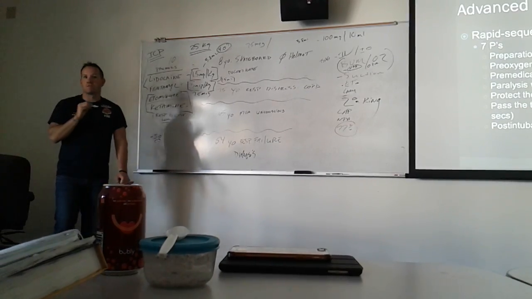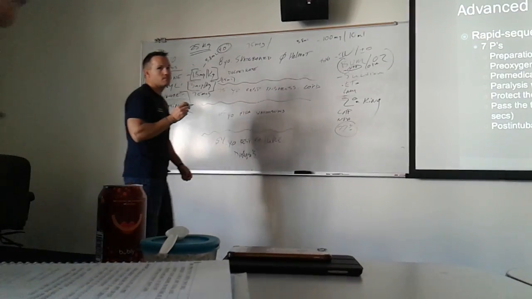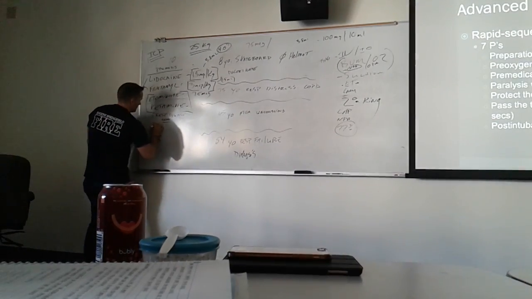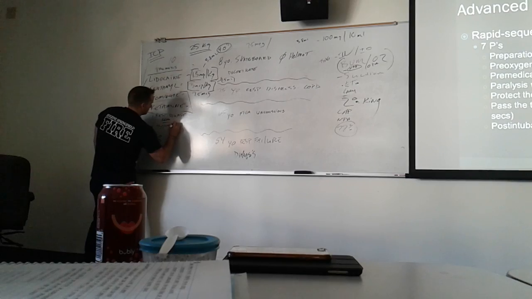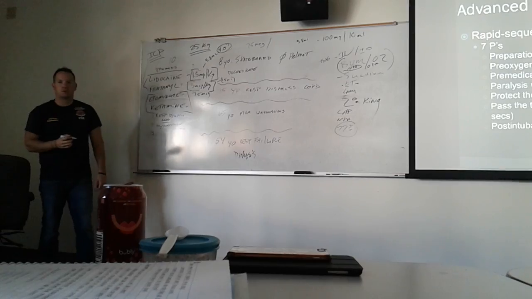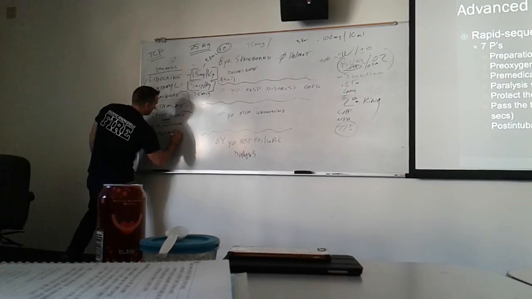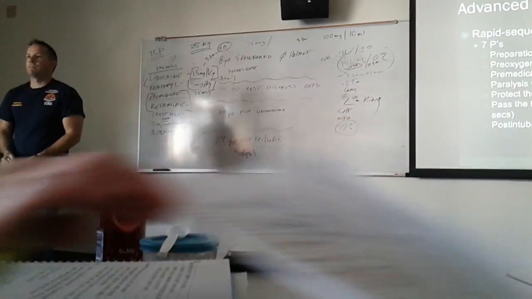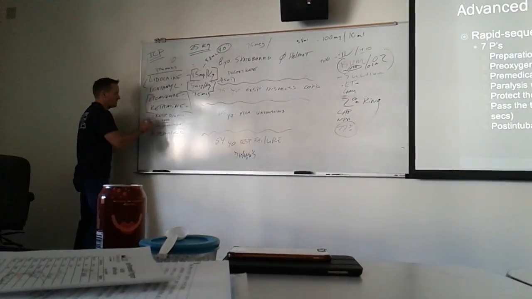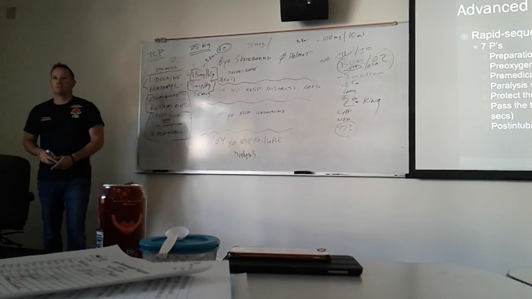Number 2. This is for RSI type patients. Is it a head injury? Acute globe injury? Hypotension. Okay. And the 3rd time we use ketamine for RSI is pediatric. So we are going to choose ketamine over etomidate for this patient. These are the three cases that you would choose ketamine over etomidate.